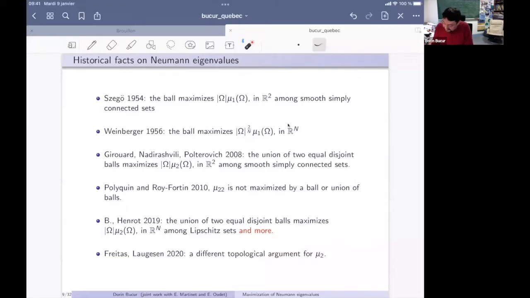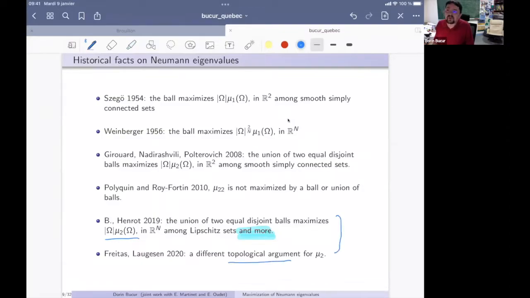And now there is a result by Antoine Henrot and myself in 2019 for mu2, where we proved that the union of 2 equal disjoint balls maximizes mu2, here to the power 2 over n, in R^n in the class of Lipschitz sets. And I put it here, and more. And this is maybe the point of what I will be speaking about now. And let me finish this list by saying that there is a proof by Freitas and Laugesen of the same maximality of 2 balls for mu2, using somehow the same package of test functions, but with a different and maybe more classical topological argument.